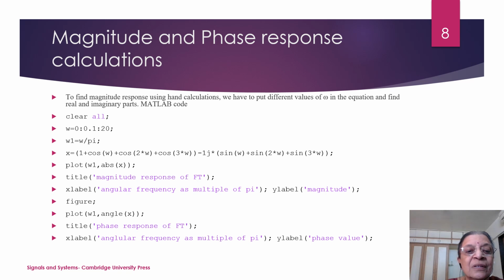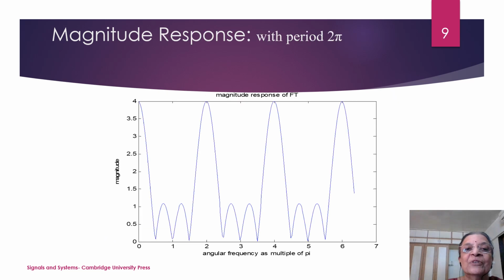This is angle x. So when I calculate angle x, I can write the corresponding phase response. So this is how the magnitude response would look like. What is the period for this? It is equal to 2 pi. Here it is written as 2, but its angular frequency is a multiple of pi. So this is 2 pi.